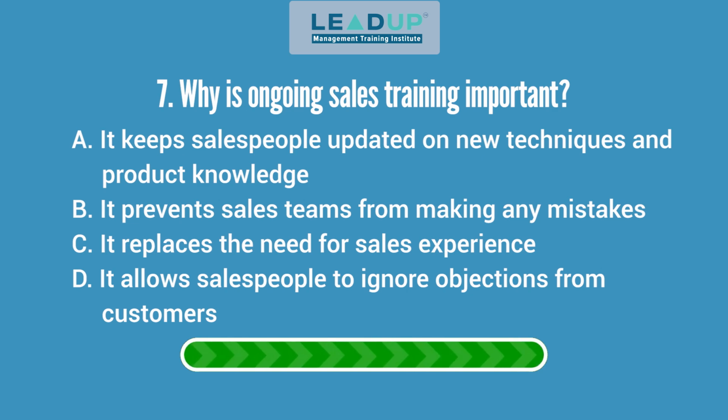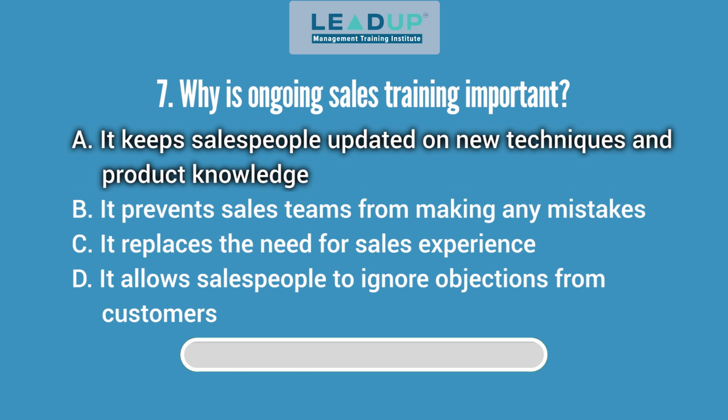Question 7. Why is ongoing sales training important? A. It keeps salespeople updated on new techniques and product knowledge. B. It prevents sales teams from making any mistakes. C. It replaces the need for sales experience. And D. It allows salespeople to ignore objections from customers. Answer: it keeps salespeople updated on new techniques and product knowledge.